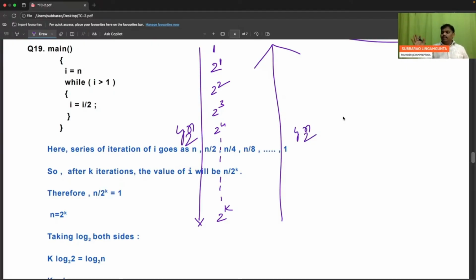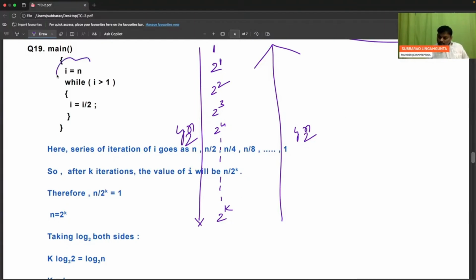Addition reverse is subtraction. Multiplication reverse is division. Into 2 reverse is divide 2. Start from a small number, always double: log n base 2. Start from a big number. See, he started from n.